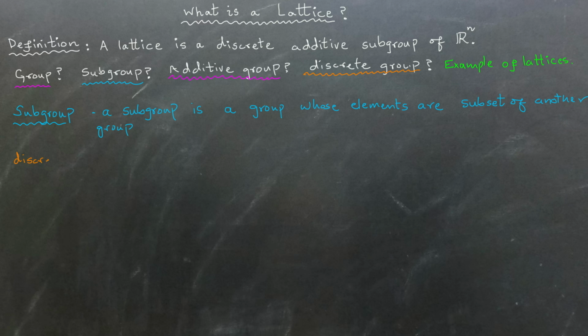Lastly, we define discrete group. A discrete group means that points are separated from each other. In other words, there is some space between the points, so they are not bunched together. Now that we have learned the definition of a lattice, and I hope that you have fully understood it, let's look at a few interesting examples of lattices.